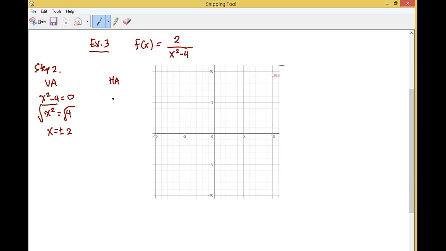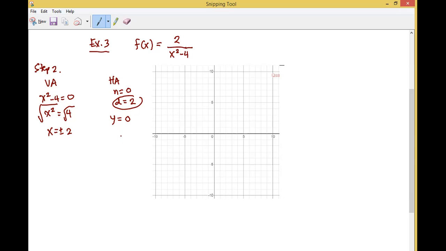For our horizontal asymptote, if you notice the degree of the numerator is 0, the degree of the denominator is 2, and this one is greater. So based on our lesson last time, if the denominator's degree is greater, then the horizontal asymptote is at y equals 0. Let's go to step number 3.